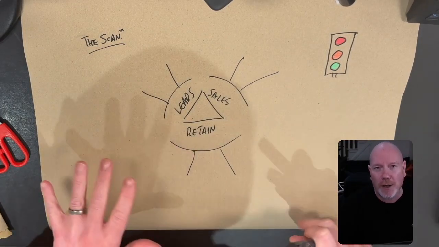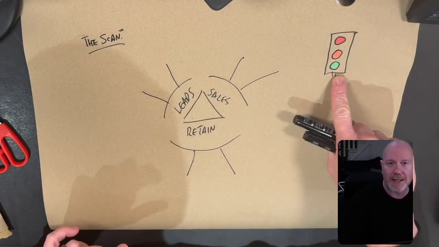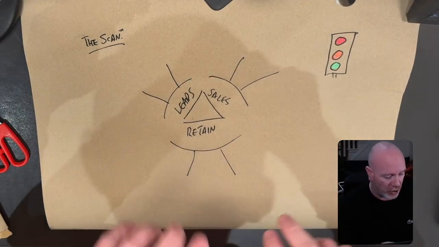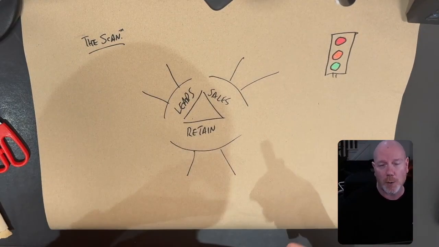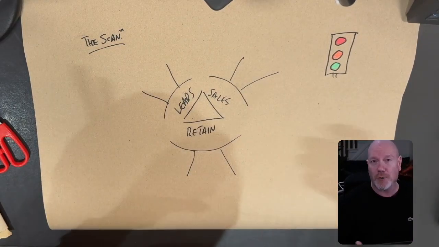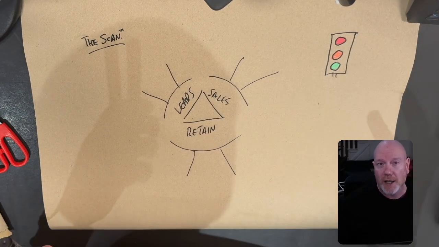So I'm just going to show you really quickly what this looks like because we use a RAG, a traffic light system, red, amber, green, to score it, and it shows us where you need to apply some training, some support, some knowledge in the areas it's missing.